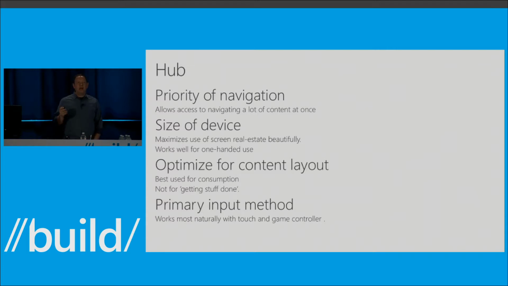Keep in mind that the hub is not really best used for a productivity app, it is best used for a consumption app. Typically, the user browses through the content like a storefront. It's not well utilized if you have an app that you just want to get stuff done, or the user just wants to get to their content. Typically, the hub will inject an extra level of hierarchy that just gets in the way of what the user actually wants to get to. As far as primary input methods, the hub works very well with touch, and it works very well with game controller.